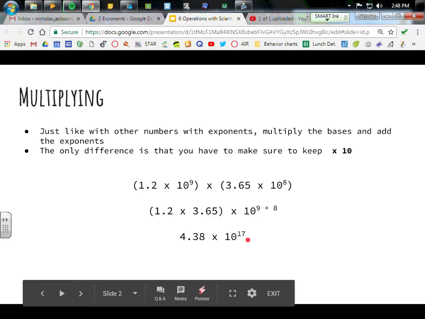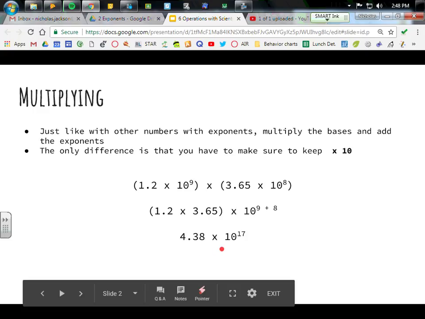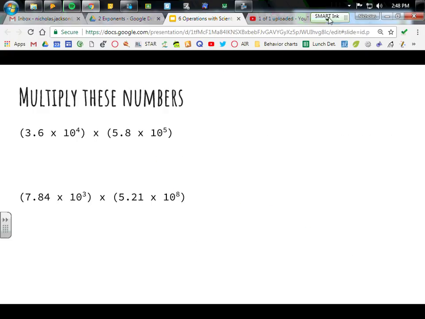What may end up happening, occasionally, is that your decimal point might shift. You just have to make sure that if that happens, you adjust for it in your final answer. So we may see that happening. Let's do a couple practice.